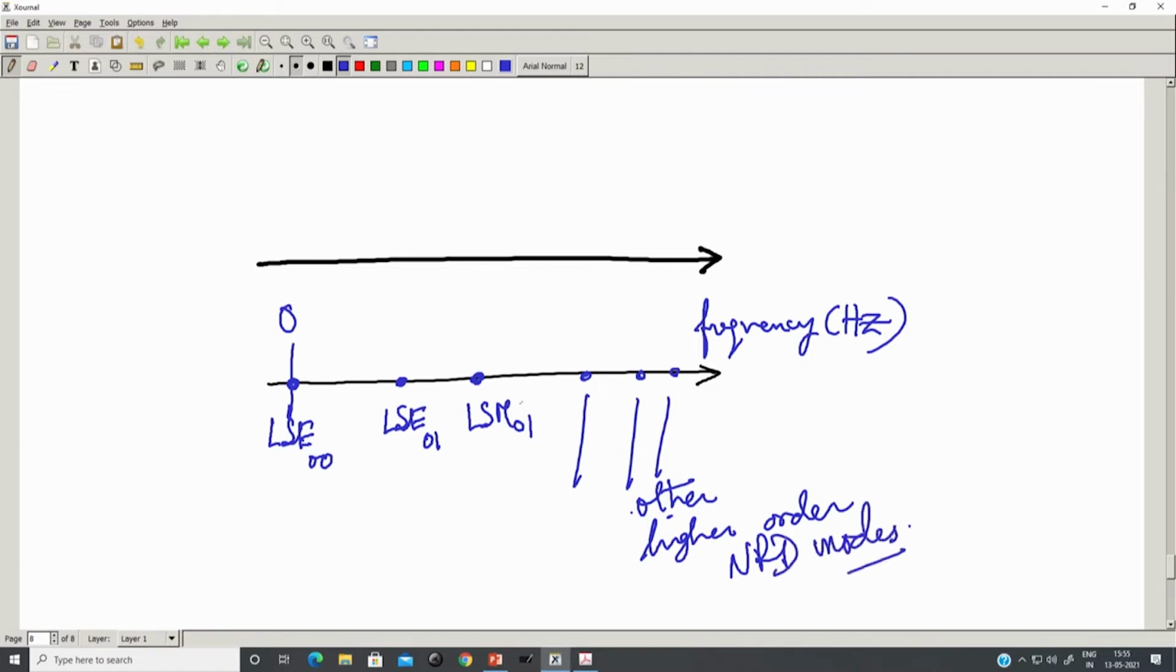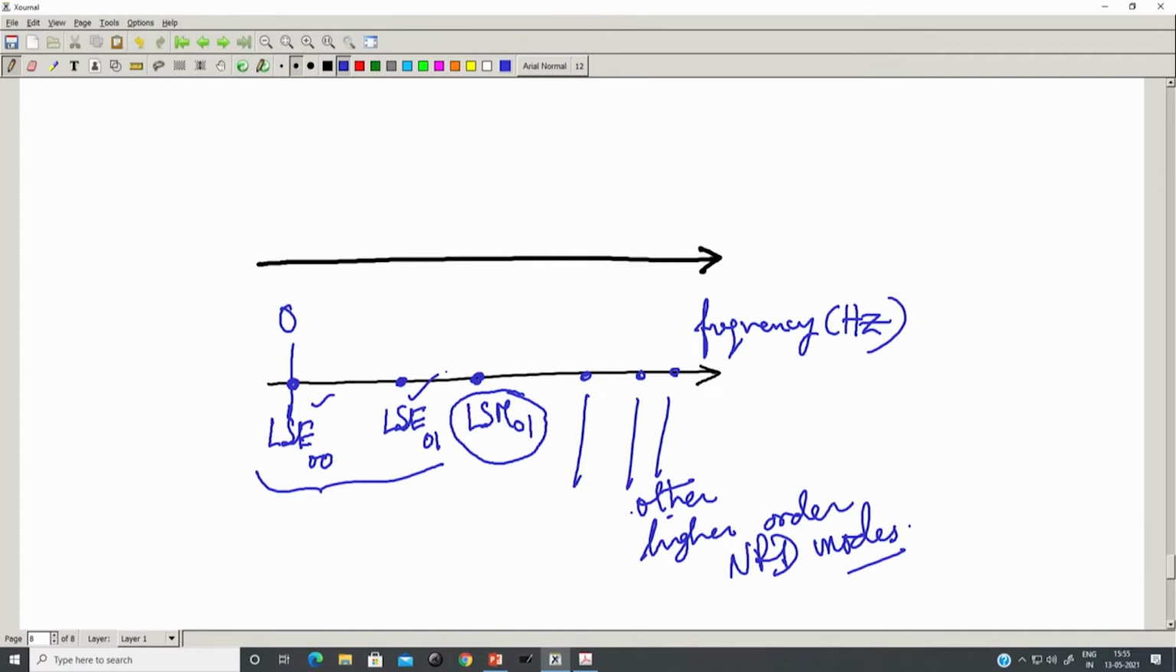So, you see, if we are preferentially using the LSM01 mode because of its low loss, we have to very well appreciate that there are two modes, LSE00 and LSE01, which have a lower cutoff than the LSM01. Therefore, these two modes will have a tendency to get generated at any kind of discontinuity, surface imperfections of the NRD, curved sections and the like.